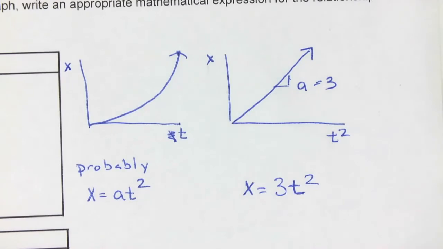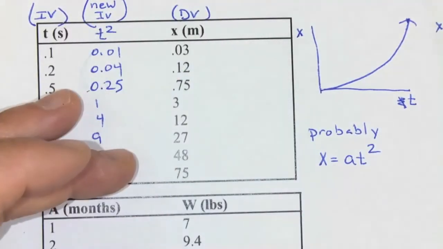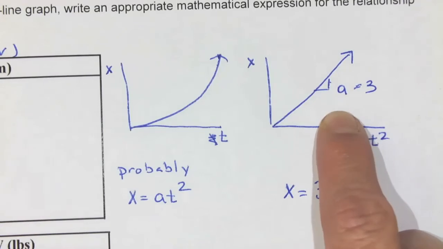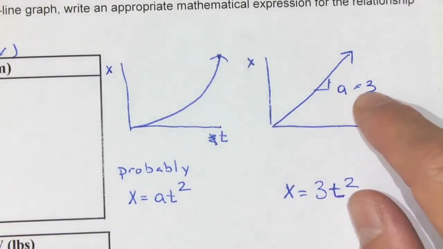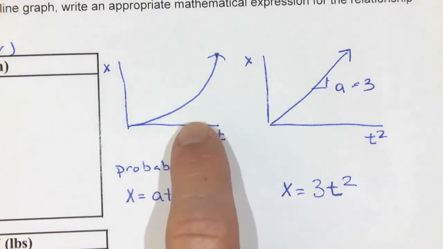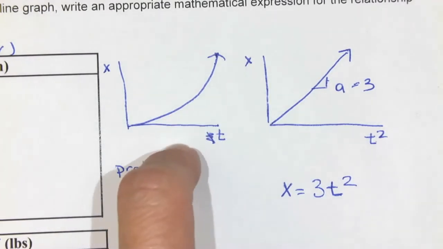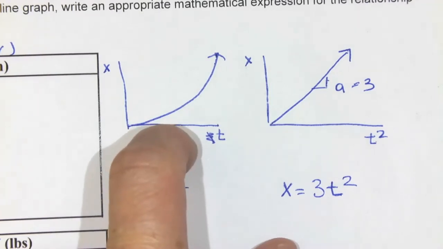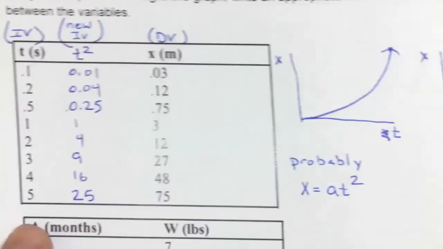Your goal is to modify the independent and dependent data until you wind up at a linear graph, because we have the algebra skills to find the slope of a straight line. We do not have the algebra skills, well, the calculus skills, to find the rate of change of this curve. So we keep going until we find a graph that we know how to deal with, a straight line.